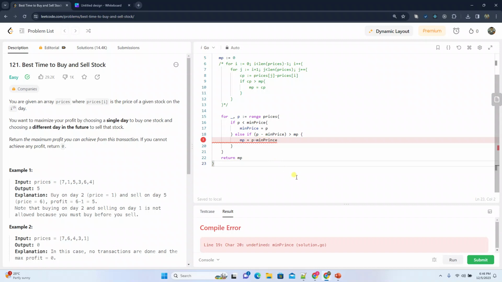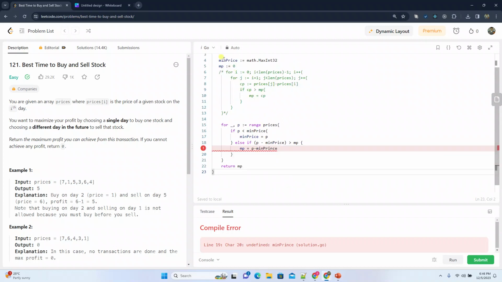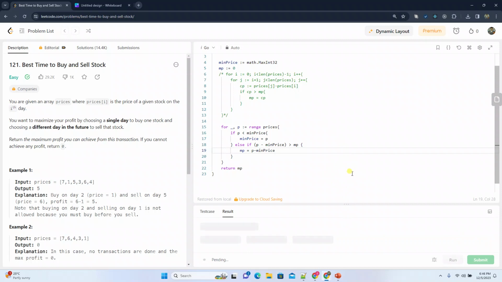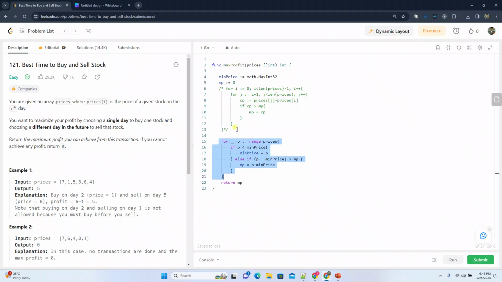What is the problem here? Undefined minimum price we have, right? Okay, I think that's the solution actually.